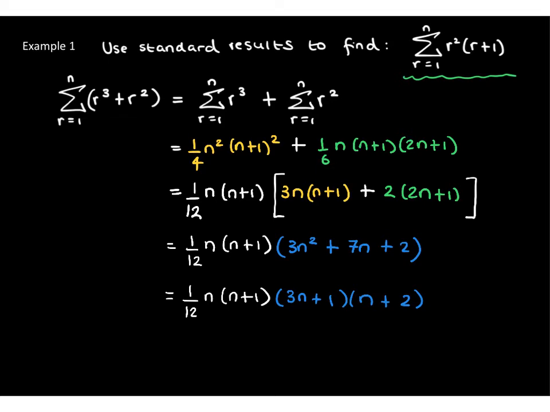Now, the beauty of having this generalised summation is if, for example, we then wanted to find the sum of r squared bracket r plus 1 between r equals 1 and 5, then all we would have to do is substitute n equals 5 into this generalised result here. And this gives us an answer of 280. And having a generalised result allows us to calculate various different summations using any n value.